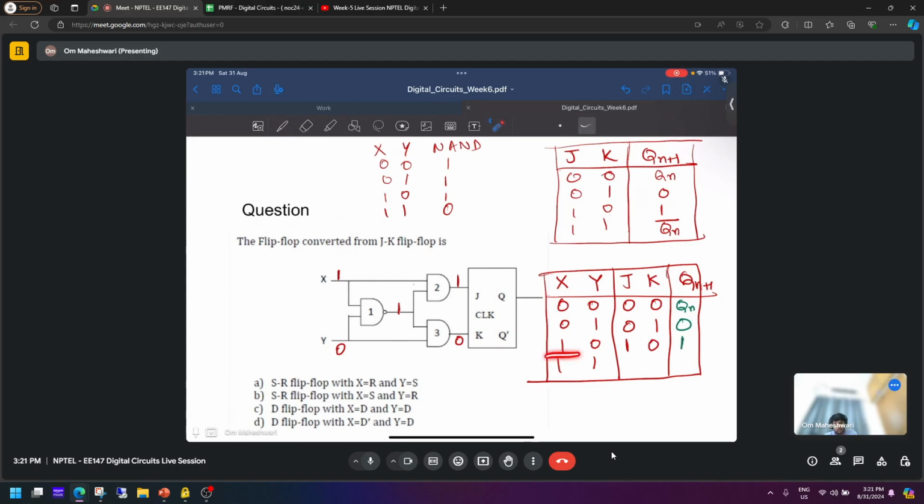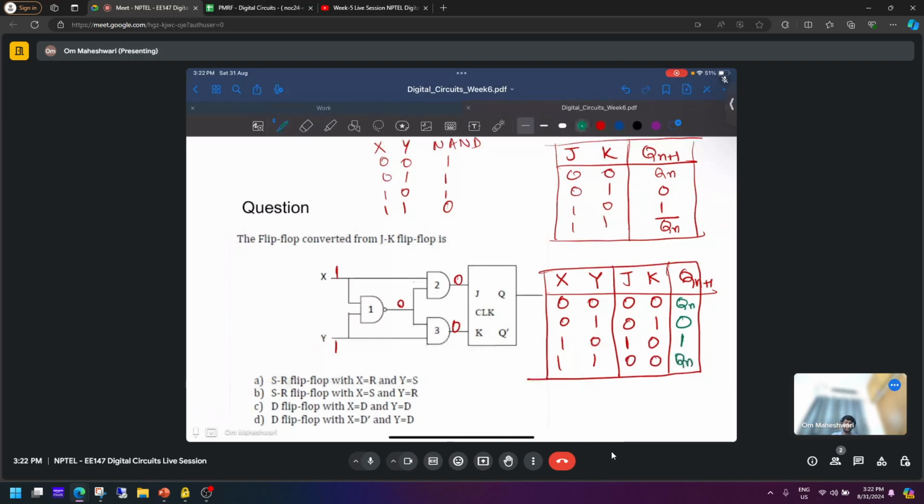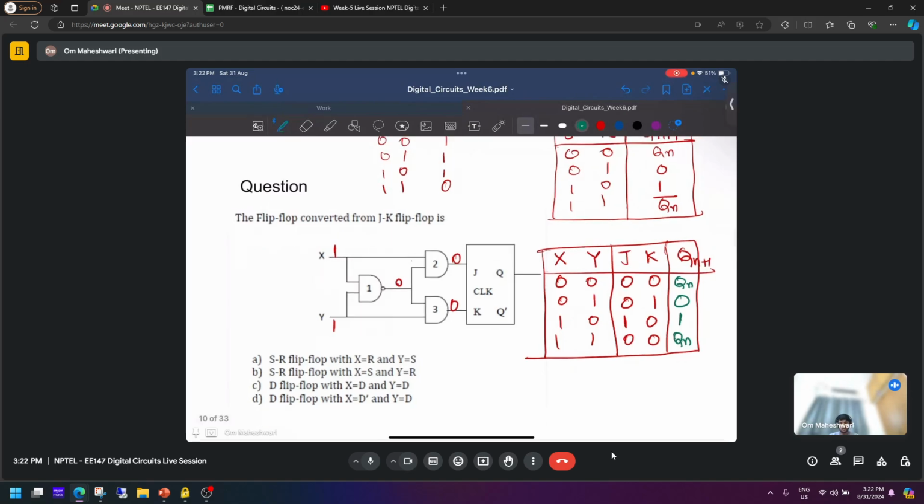Last condition is 1, 1. So let us take 1, 1. Whenever it is 1, 1, the NAND gate output is 0. So here it is 0. So if these are 0, these will also be 0. So JK condition is again 0, 0. It is again Qn. That means it does nothing.